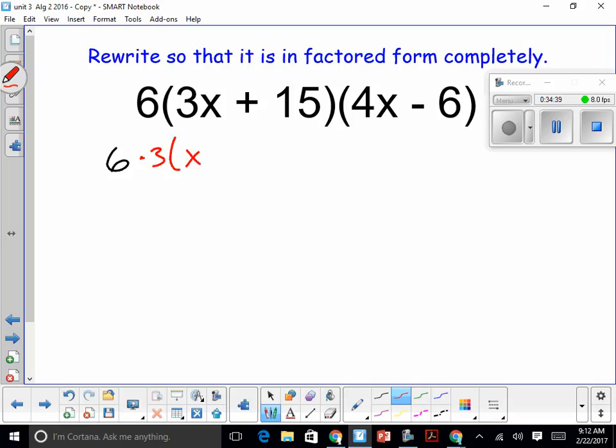By the way, this is one long multiplication problem. That means it's factored. Let's see. 2 goes into 4. How many times? Appreciate that. How many times does 2 go into 6? So I saw a lot of good stuff out there.